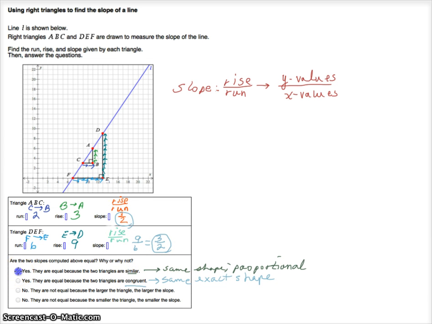So similar triangles create proportional relationships. And if we have reduced slopes, that's going to be yes, that they are similar and that they are equal. So the slopes are the same because the triangles are similar. There may be a case where they are congruent, and that would be where our slope is never reduced, really. So these are equal because they are similar.